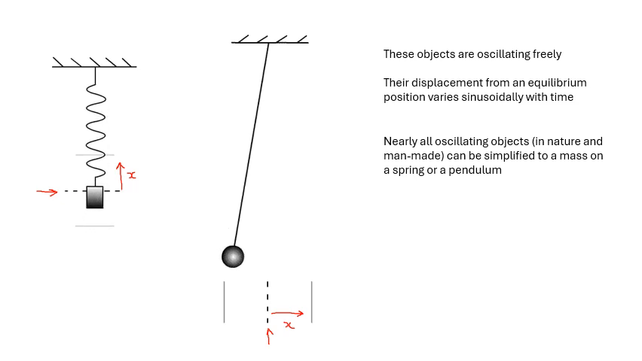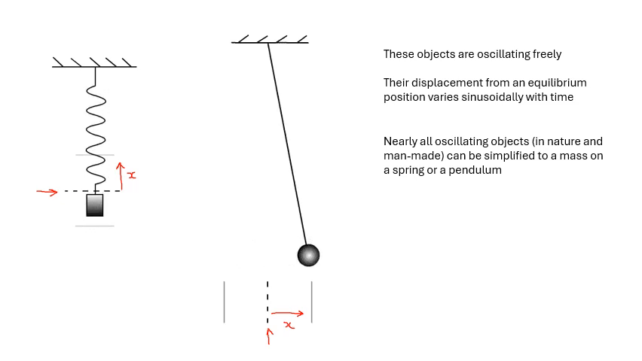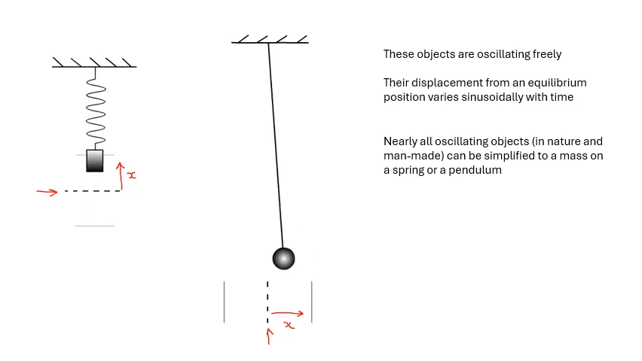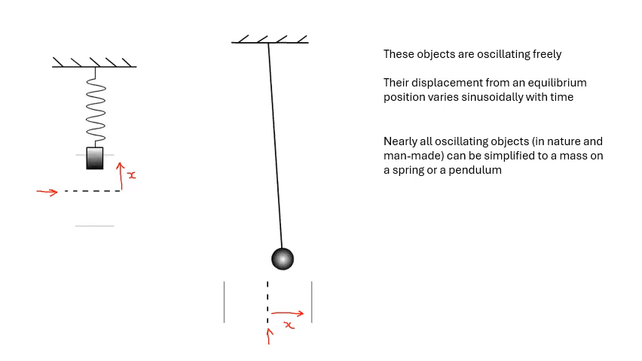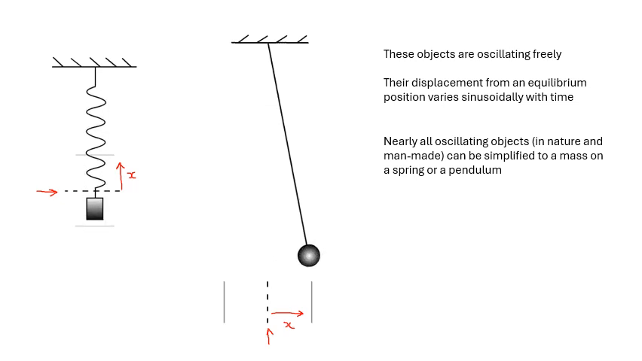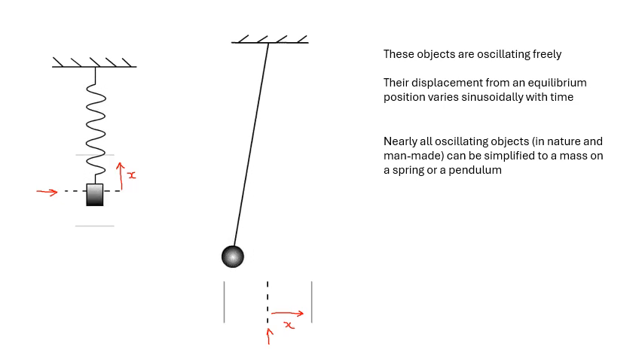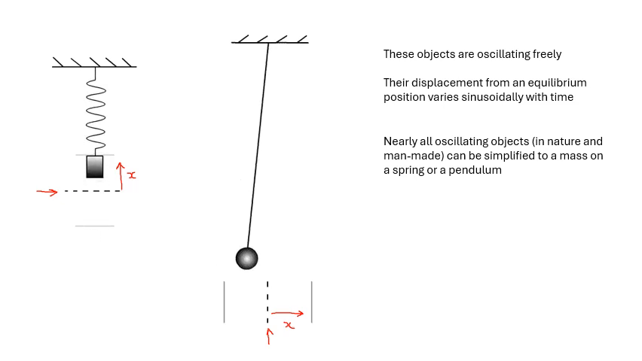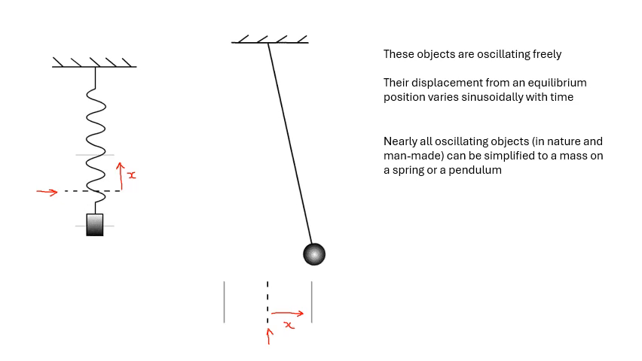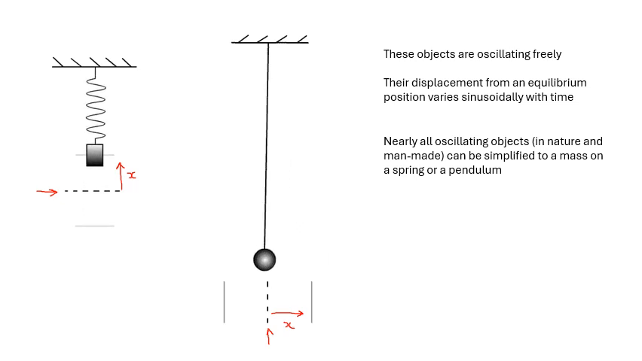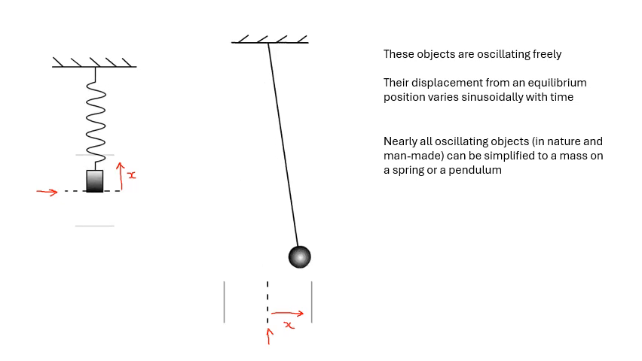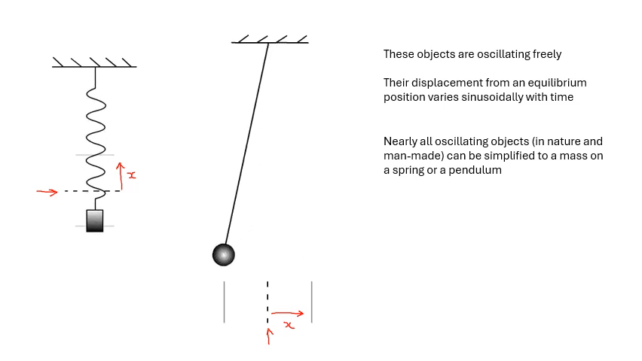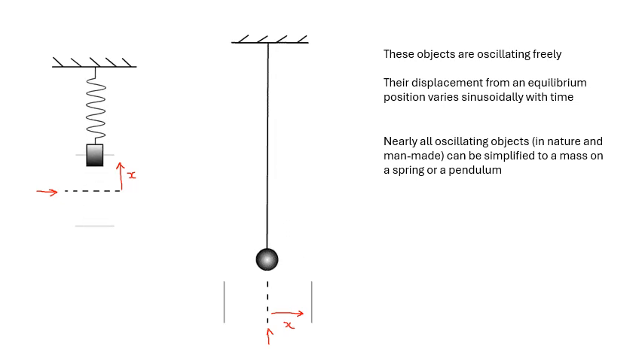And as I said, the displacement varies sinusoidally. For perfect SHM, it will vary sinusoidally. Now, nearly all oscillating objects, whether in nature or man-made, you can simplify to a mass on a spring or a pendulum. For example, a skyscraper oscillating in the wind is a mass on a spring. A bridge oscillating as people march over it is a mass on a spring. A pendulum in a grandfather clock, a big long clock, there is a pendulum inside which oscillates.